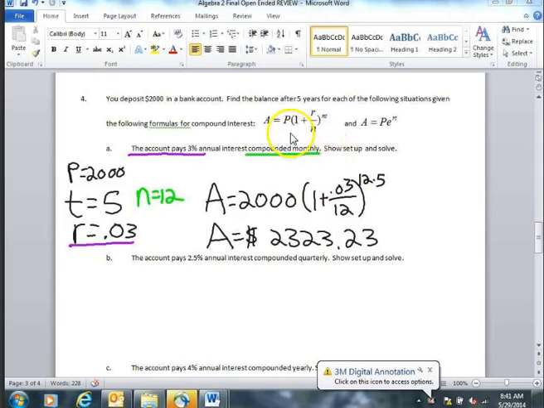Now, what do all these variables mean? P is the principal. That's the amount you deposit into the account. R is your interest rate as a decimal. N is the number of times you compound your interest. And T is time in years.